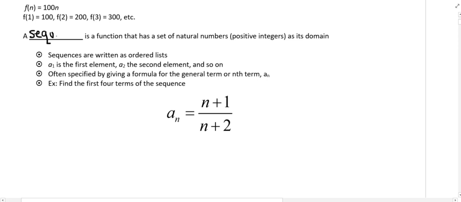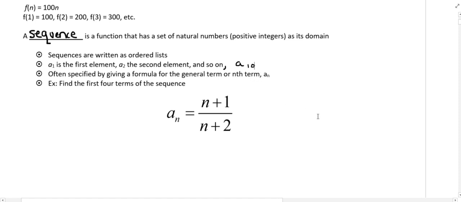Sequence. Okay, so sequences are going to be written as ordered lists. A sub 1 is going to be the first element, A sub 2 the second element, and so on. So if I wanted to find the 10th term in that list, I would say A sub 10. They're often specified by being given a formula for the general term, or the nth term, n meaning that term in the sequence, so A sub n.